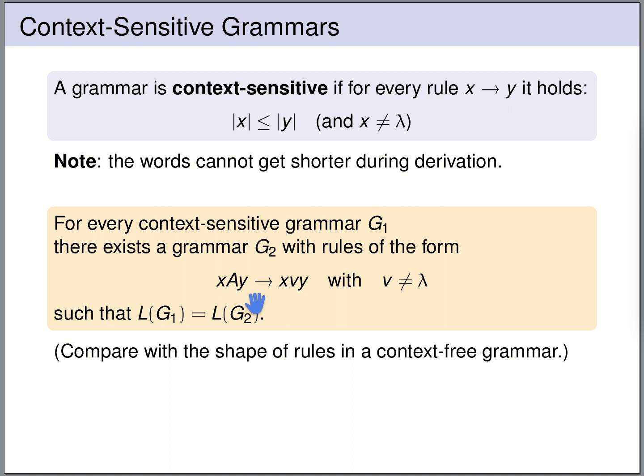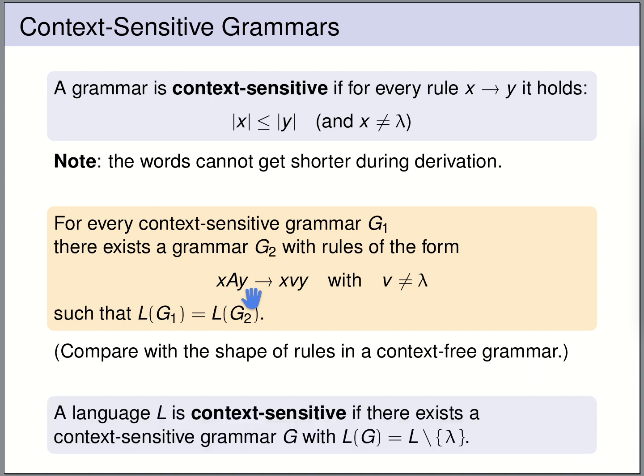So this looks a bit like a context-free rule. We replace a by v, but now this rule is applicable only inside a particular context, an x on the left and a y on the right. So this explains why these rules are called context-sensitive. It's basically context-free rules inside a particular context.